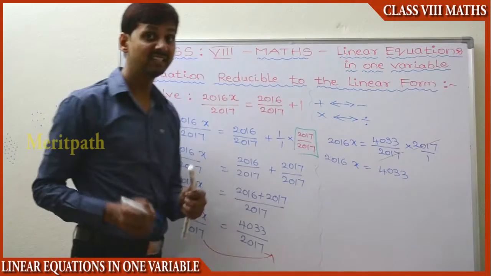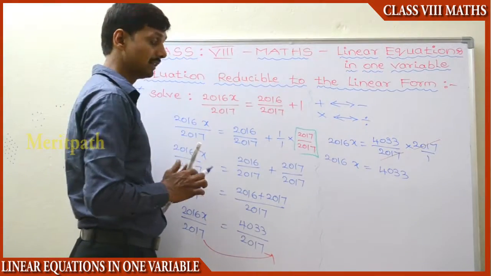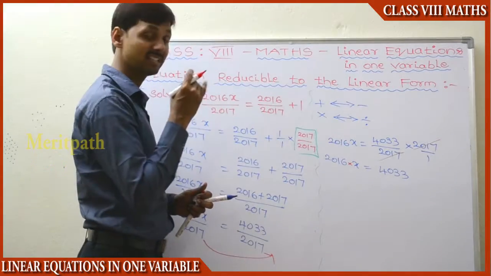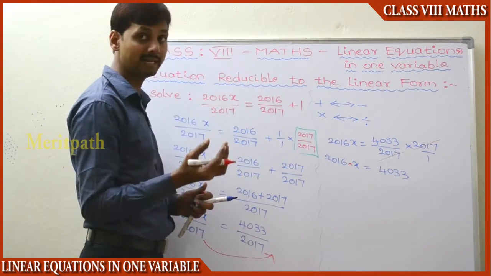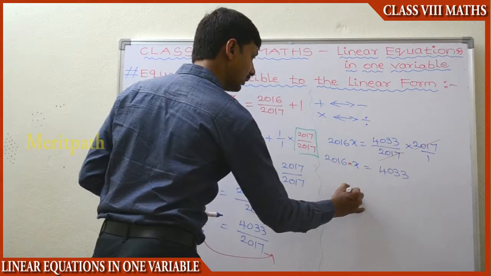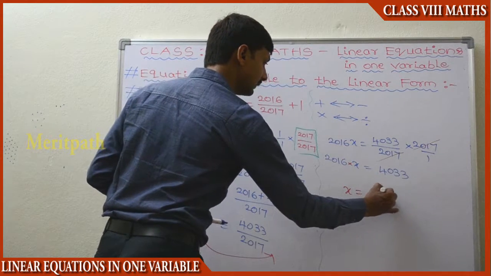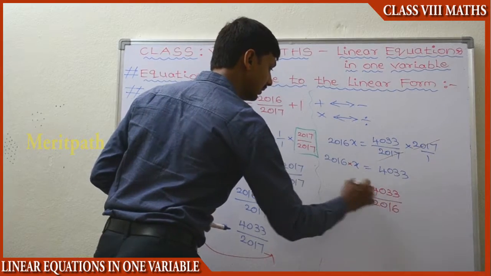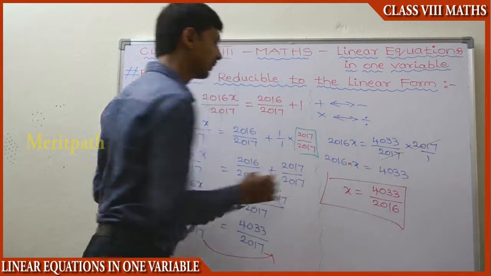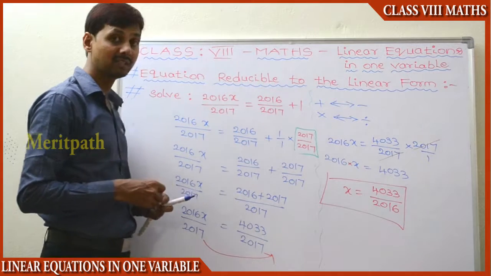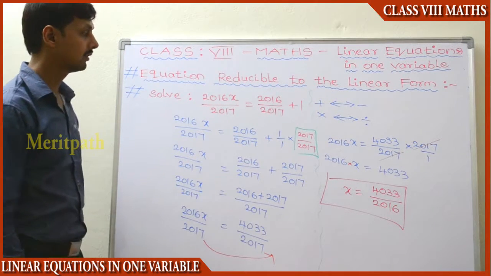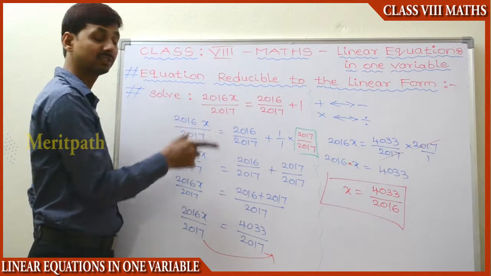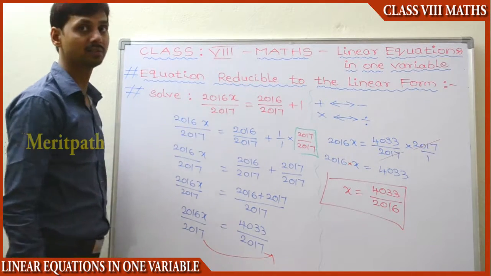So here we need to find out the value of x. 2016 is under multiplication. Let's transpose this multiplication to the right hand side part. So the x value is equal to 4033, it becomes division, divided by 2016. So the value of x is equal to 4033 by 2016. So after reducing this equation into a linear equation, we got this as the answer.